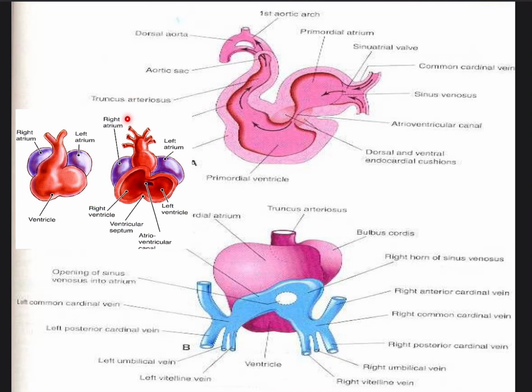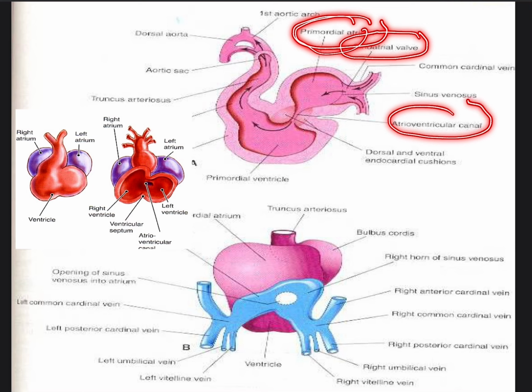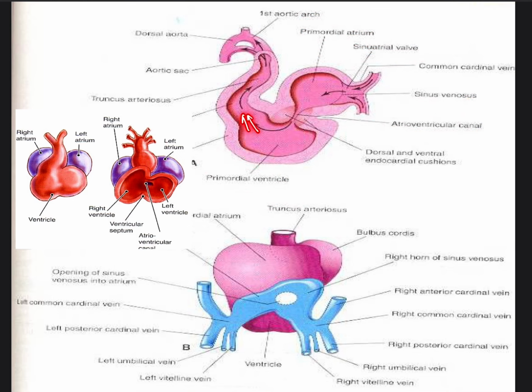This is the anterior view. This is the lateral view, in which blood is going from the lowermost portion to the upper portion and finally into the aortic sac. This is the sinus venosus lowermost portion, which is connecting through the sinoatrial orifice to the primitive atrium, and from the primitive atrium through the atrioventricular canal opening into the primitive ventricle. From the primitive ventricle, blood is going to the bulbus cordis and then the truncus arteriosus.